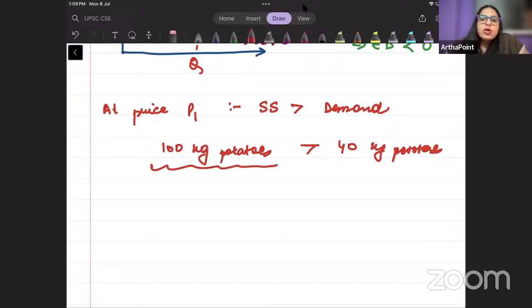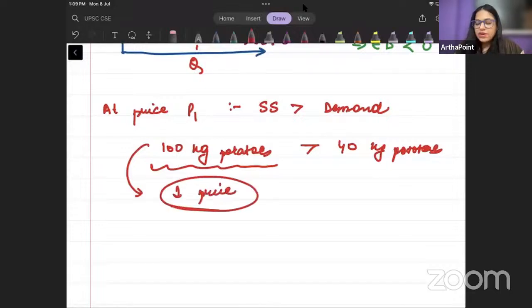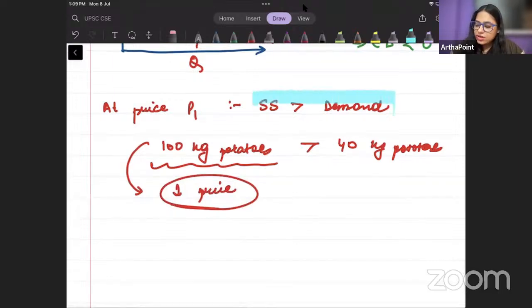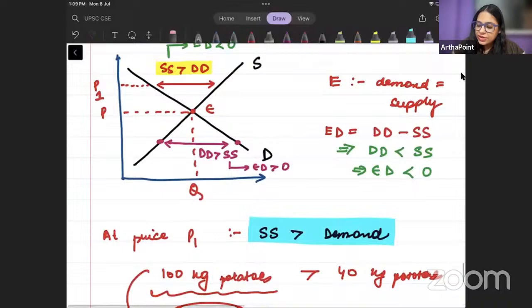Whenever I want to sell them in the market, what will I do? I don't want them to be wasted. Okay, I will reduce the price. I will say, okay, take it for less money, but take it. So I will try to lower the price in the market. Whenever supply is more than demand, as a natural thing, the supplier will want to lower the price of the product in the market.